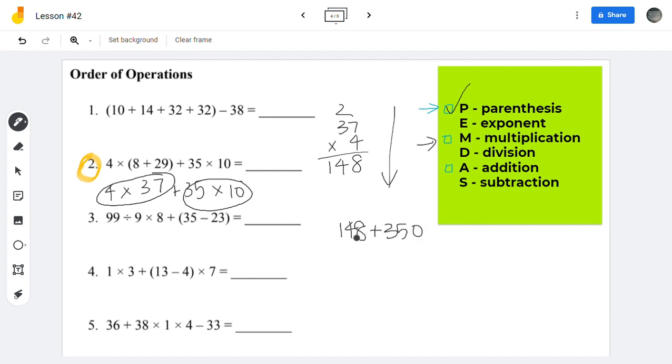And then you're just going to add these, which is your last step. So if you do your addition correctly, 148 plus 350, you should end up with 498 as your final answer. Now, of course, as I've already said, if you mess up these orders even one bit, if you did the addition first, or if you did the parentheses last, you will end up with a completely different answer, which is incorrect. This is your correct and final answer.